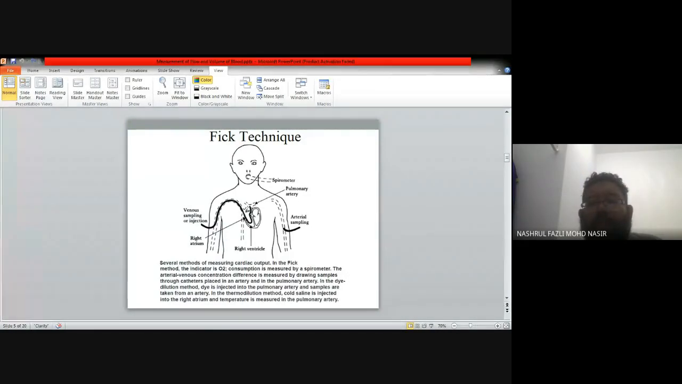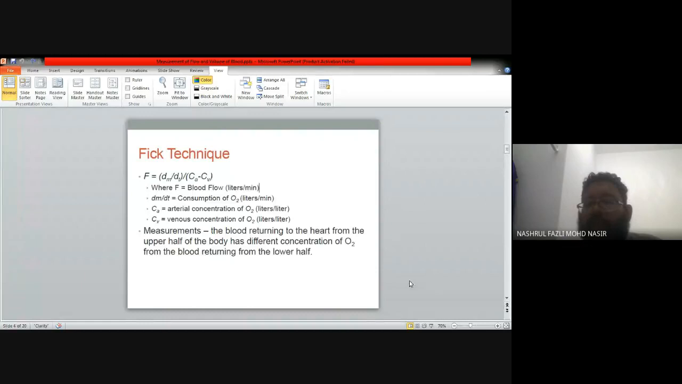Okay. Flow, and then you have your dM/dt, and then divided by the concentration of your oxygen, the arterial concentration of O2, and then the venous concentration of oxygen. Okay, I hope you are not lost.